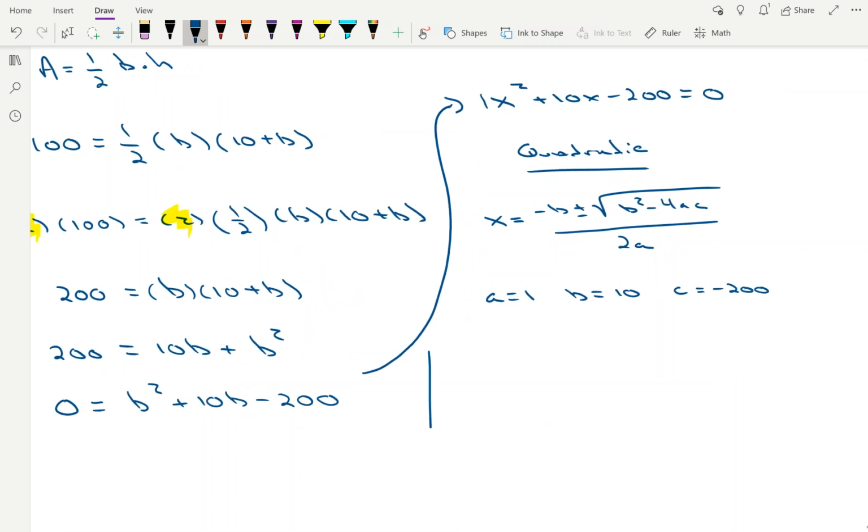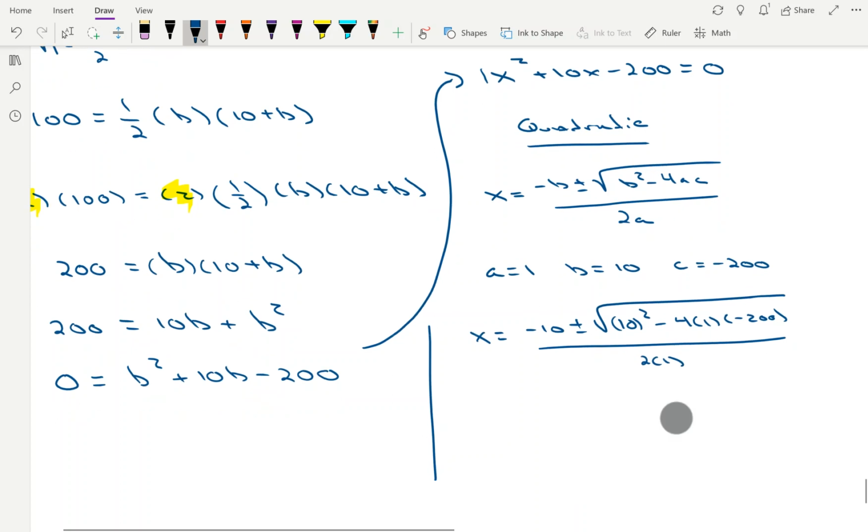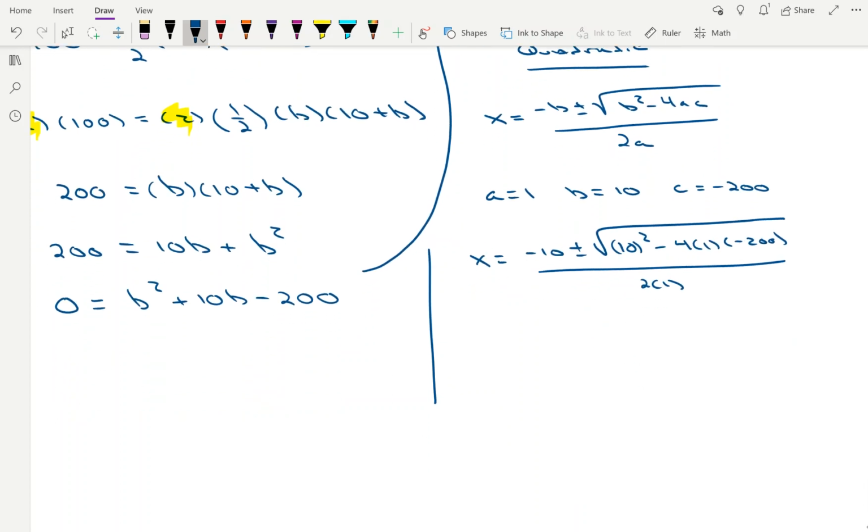Okay, so just to separate a little bit. So x is equal to negative 10 plus or minus the square root of (10) squared minus 4 times (1) times, always use parentheses anytime you plug in. You don't really need them there, but it's a good habit to have. And c is negative 200, all over 2 times a, which is 1. All right, let's clean this up a bit.